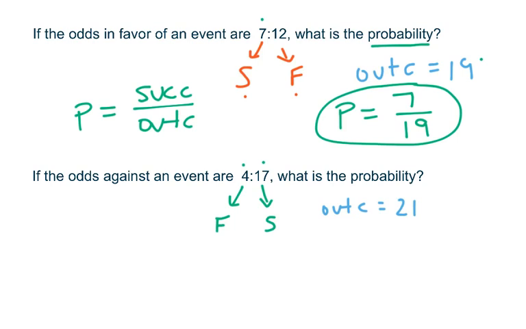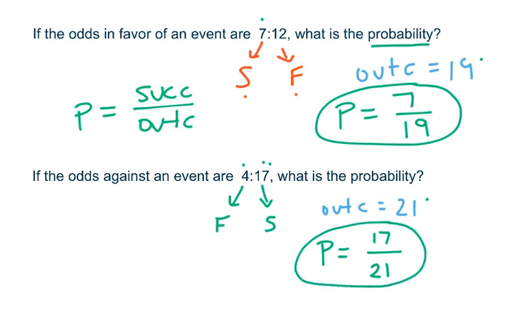So now I want the probability of this event. Probability is successes divided by outcomes. So the number of successes I have is 17. The number of outcomes that I have is 21. So if the odds against an event are 4 to 17, then the probability of that event is 17 out of 21.